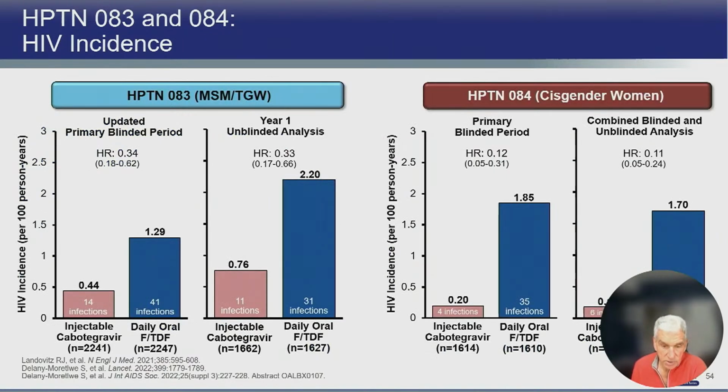You can see here the results showed significant differences favoring the injectable, both in the updated primary blinded period and in the other analysis, in both men and women. This statistically significant difference, showing significantly fewer infections with cabotegravir, led to the approval. It doesn't mean that oral TDF is not still beneficial, because most of the patients who failed oral TDF had issues of adherence. It just says that when you compare all the populations together, there was statistically significant performance with the injection, both in men and women.